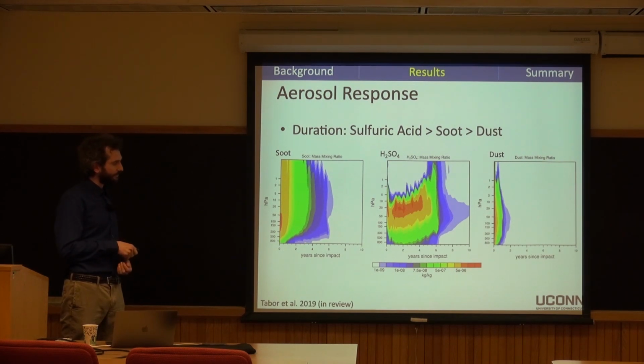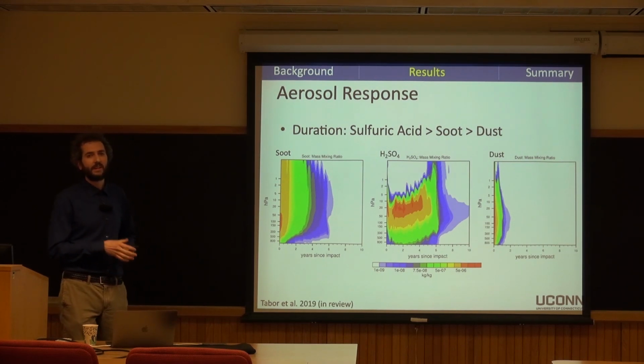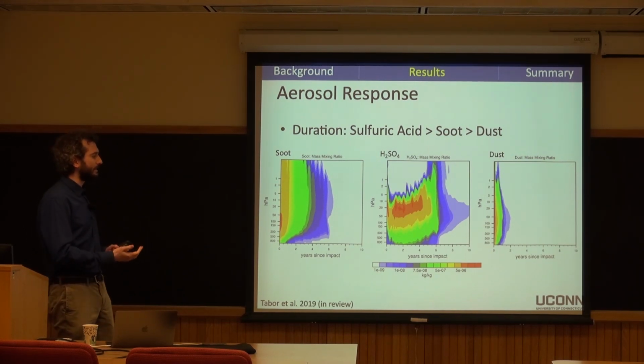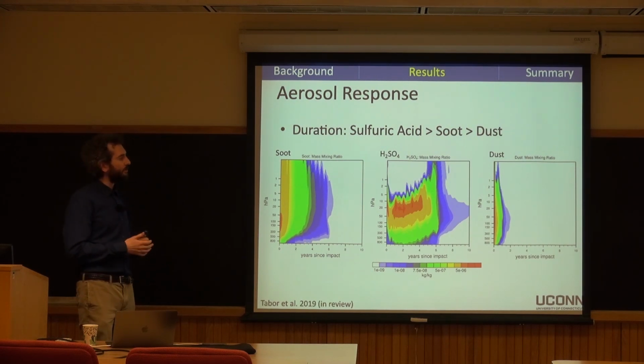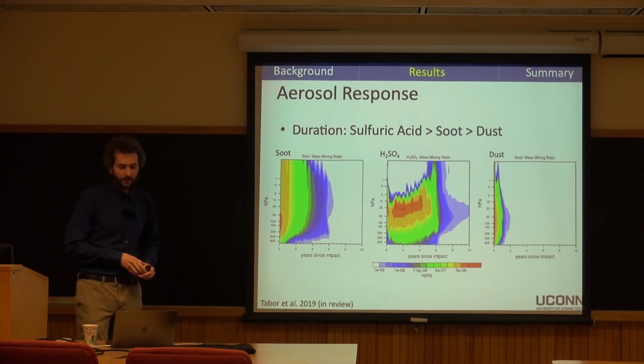And finally, the dust, even though we're emitting more dust into the atmosphere than anything else, it has a relatively short residence time. So it's able to coagulate fairly quickly. It doesn't have some of the properties that soot does in terms of keeping it lofted in the atmosphere, and it tends to fall out within a few years' time.